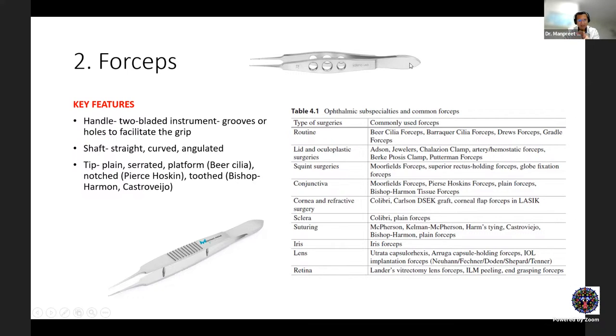So you can describe this instrument like this: it's a stainless steel instrument. It has a joint with two blades and a handle, plain or grooved, with a straight shaft and a tip that is toothed, or serrated, or has a platform, or the tip is notched. Depending upon that, try to name the forceps. Even if you are not able to tell the name, if you describe it in this way, it's near perfect. For routine ophthalmic use, you use Bier cilia forceps, paracular cilia forceps, and all; you can read, this is a table from the book.